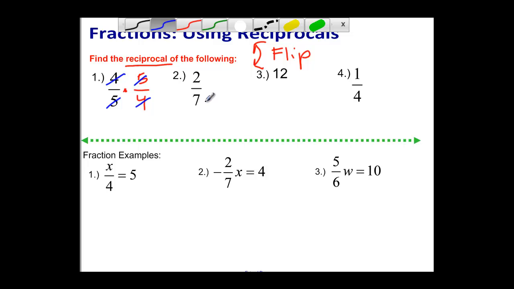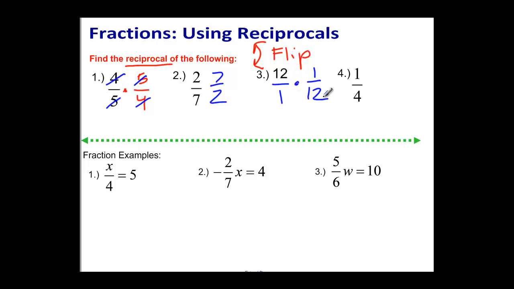So if I say, what's the reciprocal of 2 sevenths? We say 7 divided by 2. What's the reciprocal of 12? Well, we can make that into a fraction and say, okay, let's flip it and make it 1 over 12. Notice, how do we undo 12? We divide by 12. So reciprocal is a way to show that multiplication and division are really the same thing.